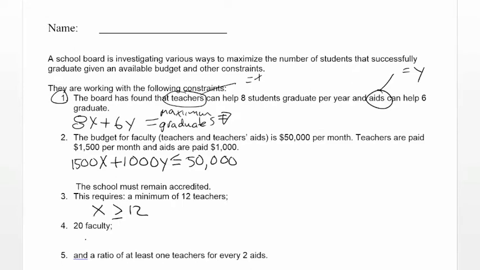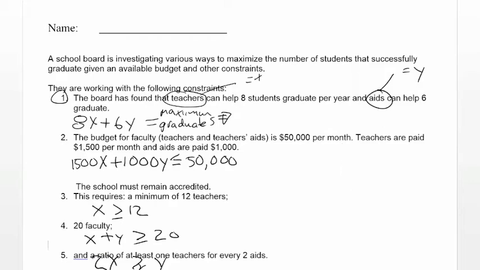12 teachers just means x is larger than or equal to 12, and 20 faculty just means x plus y is larger than or equal to 20. And a ratio of at least one teacher for every 2 aides. So that's basically the mathematical constraints that we have here.